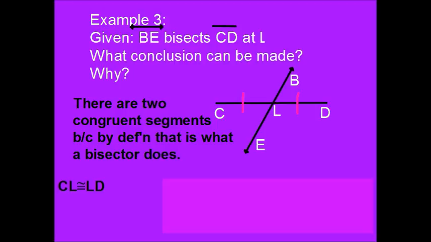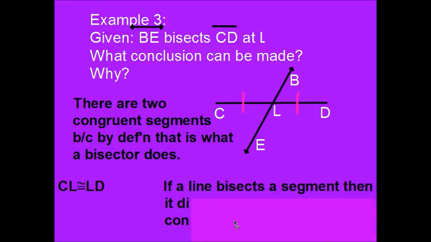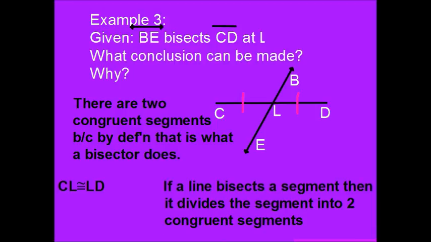Now, let's think about how to word our justification. We had that keyword bisect. We have a line that's bisecting a segment. And what does that mean for us? It means for us that we have two congruent segments. So let's go ahead and word that. If a line bisects a segment, then it divides the segment into two congruent segments.